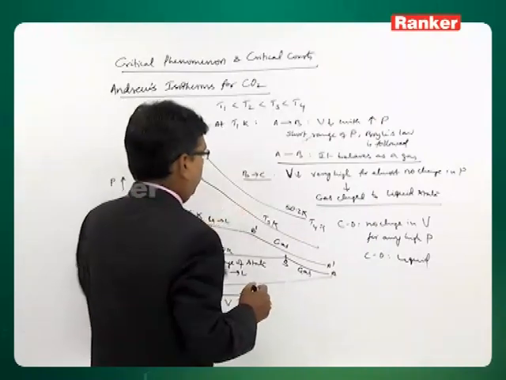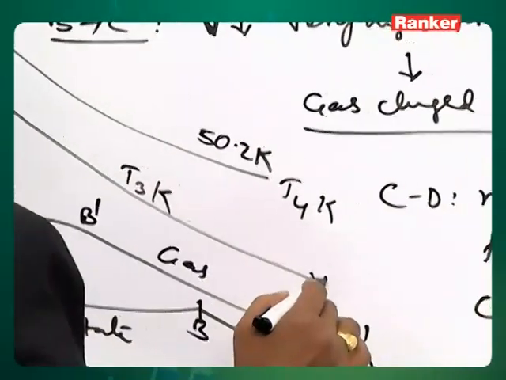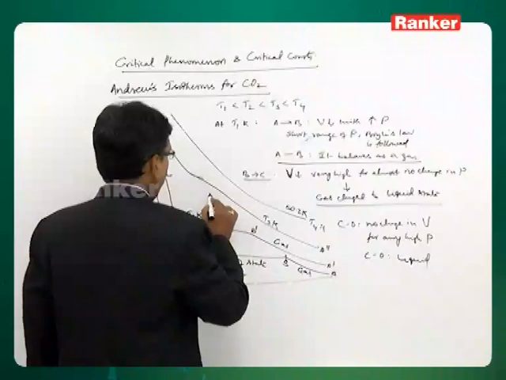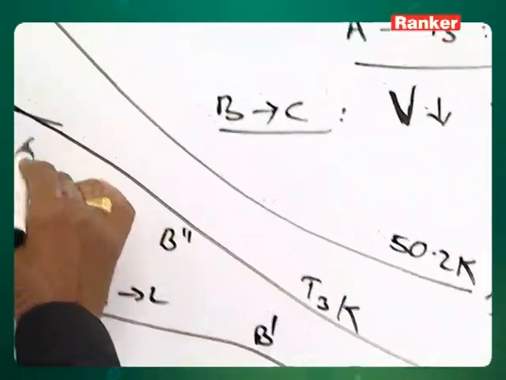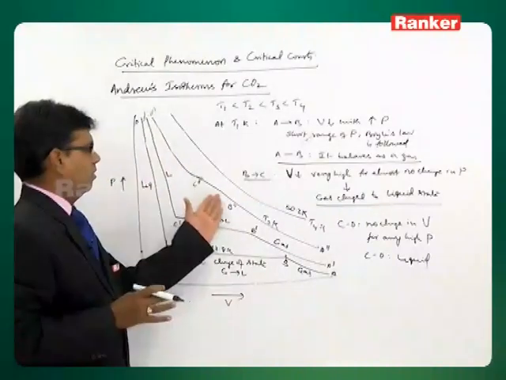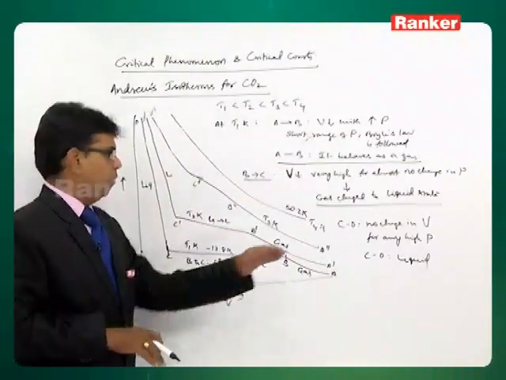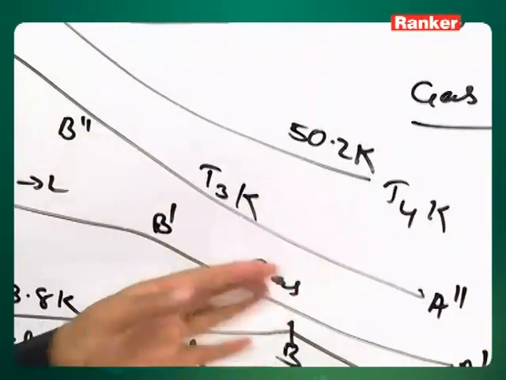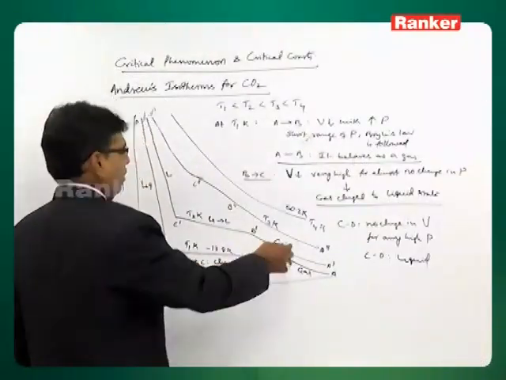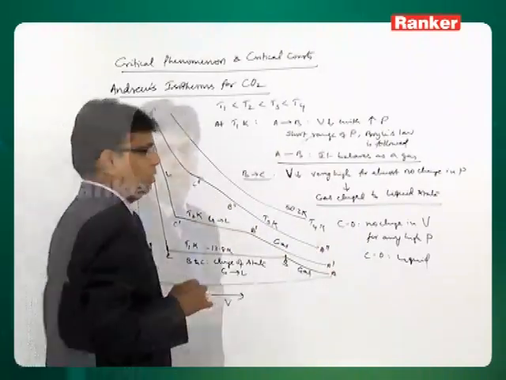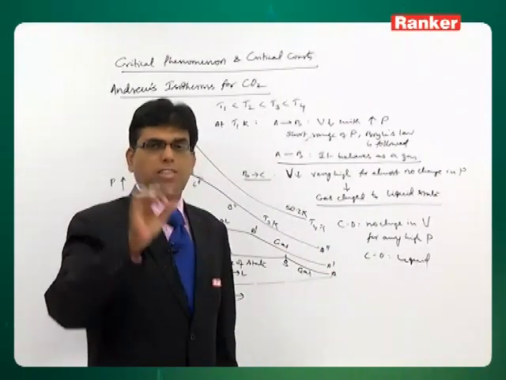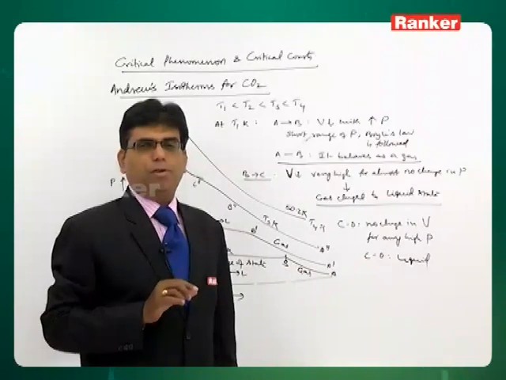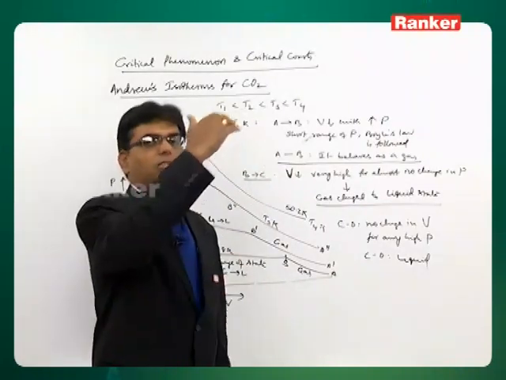Now, go to the third case, T3, where we have A double dash, B double dash, C double dash, D double dash. Hardly will you find any change in slope between B double dash and C double dash. Rather, from A double dash to C double dash, even though we noted B double dash in between, if you look at it, the slope is continuously changing.